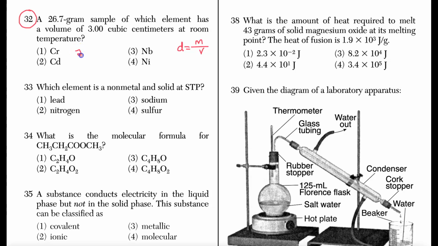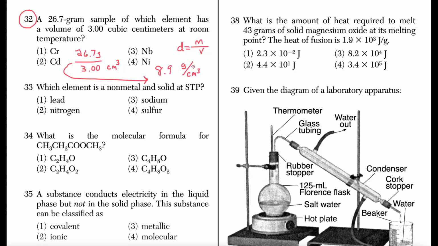So you probably did this lab: 26.7 grams divided by 3.0 cubic centimeters. Cubic centimeter is the same size as a milliliter, so don't worry about that. When I put 26.7 divided by 3 in my calculator, I get a density equal to 8.9 grams per centimeter cubed. That's the first part of this problem.